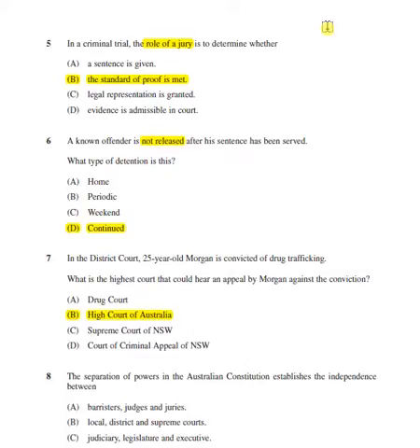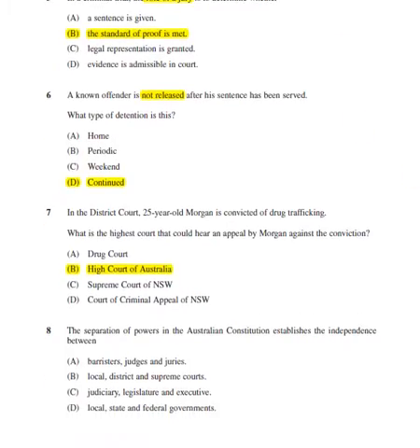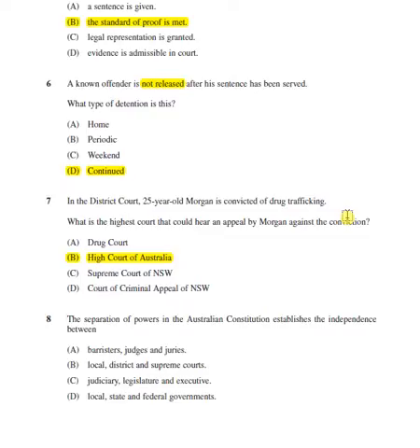Now question 6 is, a known offender is not released after his sentence has been served. Again, you can just go through each type and ask, is this at home? No, so it's not A. B, is this periodic? No, it's just not being released, so it's not intermittently changing. C, is it on the weekend? The question doesn't state that it's on the weekend, so you can assume that it's not specifically weekend detention. And D, continued detention, so he's not being released, so yes, it is D. I'm doing this by elimination just so you have a better idea of how you should go through the process in your head during the exam.